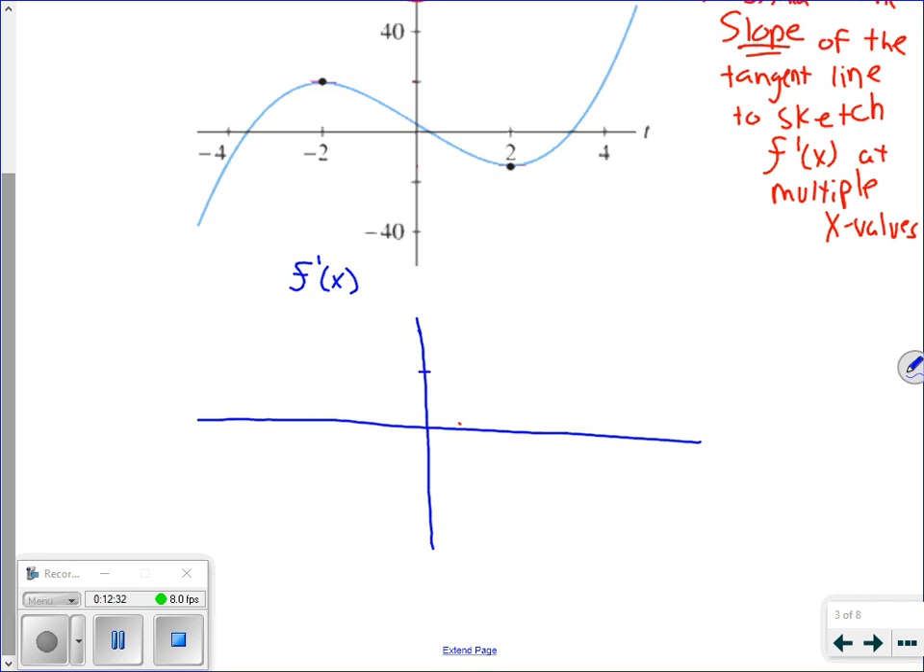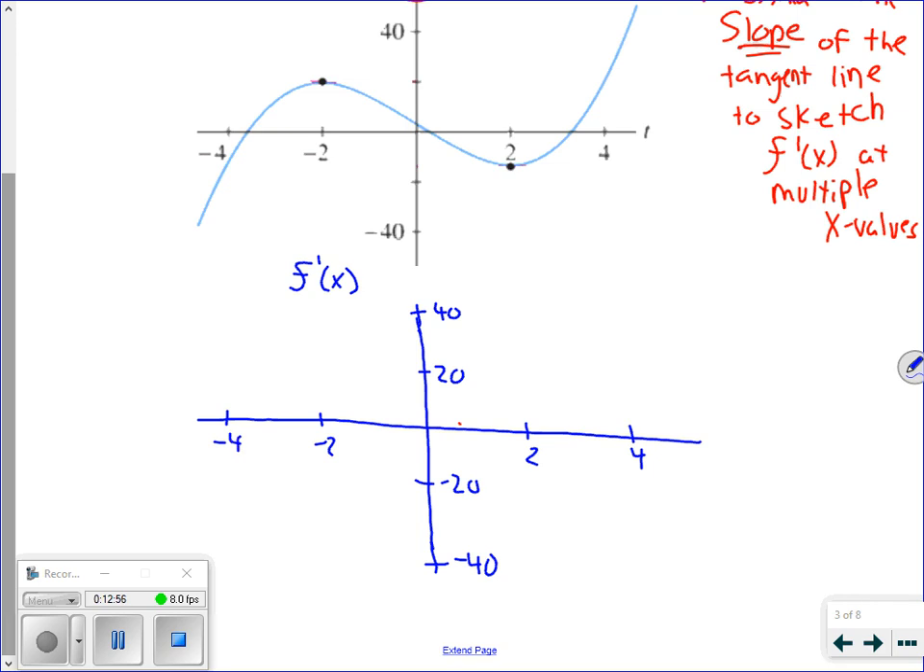All right, looks like we're going 20, 40, negative 20, negative 40, and we're doing, looks like 2, 4, negative 2, and negative 4.